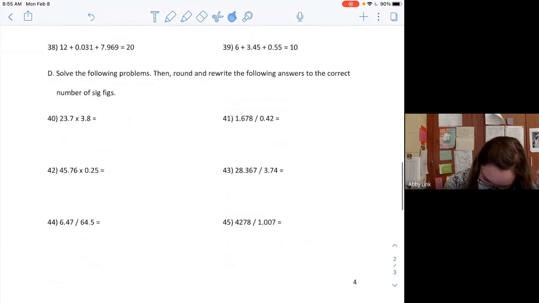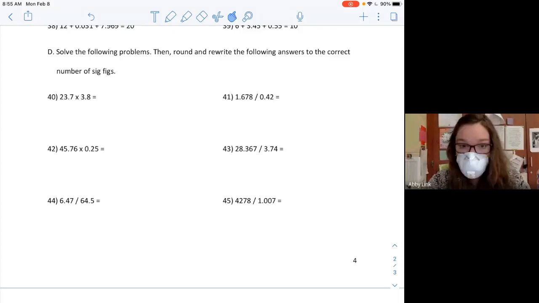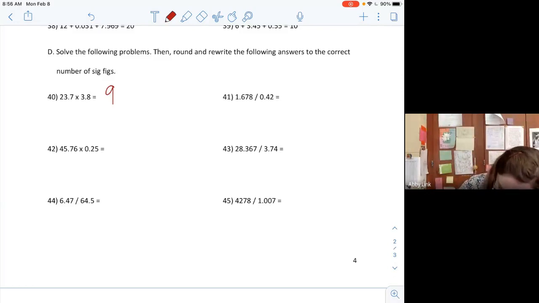What about section D? It's the same deal, but now we're doing multiplication and division, and your answers aren't given to you. So you're going to need the calculator unless you want to do some long multiplying and dividing. Let's just do the first one. When I multiply 23.7 times 3.8 in my calculator, I get 90.06.